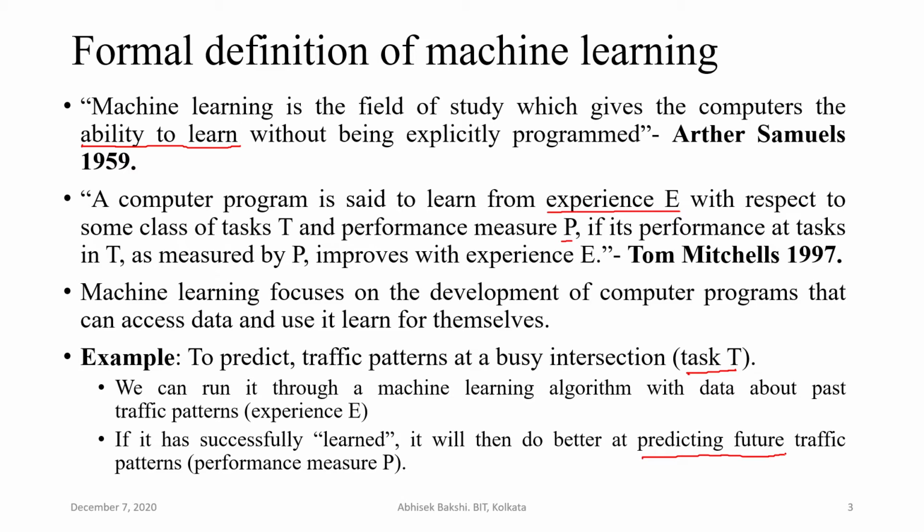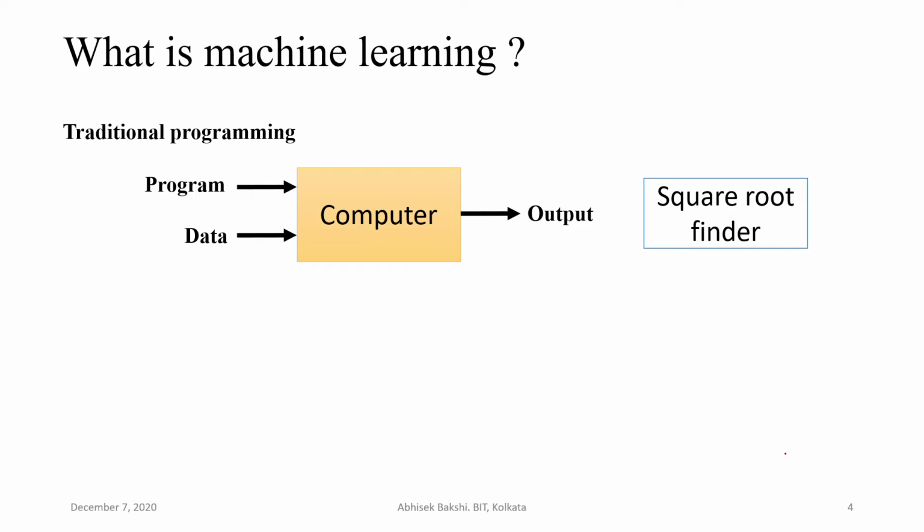But you can understand better from the next slide. Suppose the traditional programming that we write till now looks something like this. We have some computer, we write some program in some language, and then we give some input data, and obviously we get some output. For example, it's given a square root finder. So if the program is given 2, we will get output 4. If we put 4, we will get output 16, something like this.